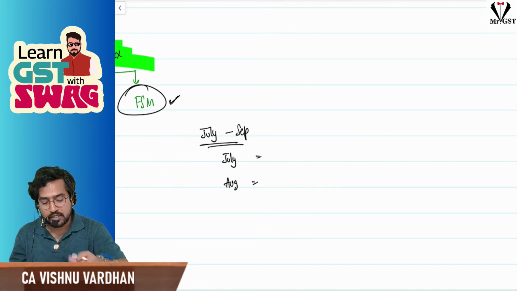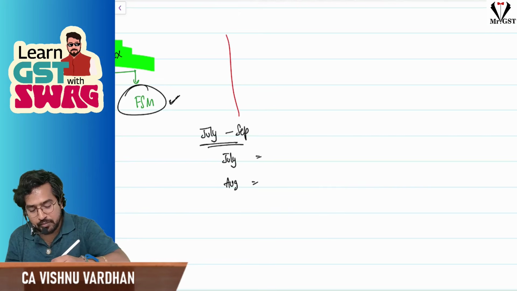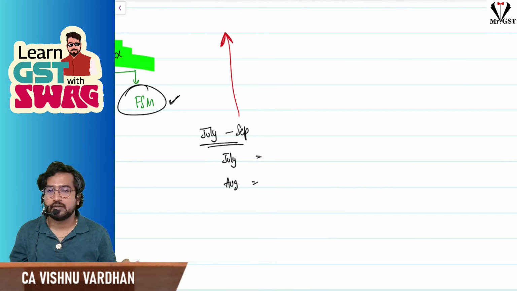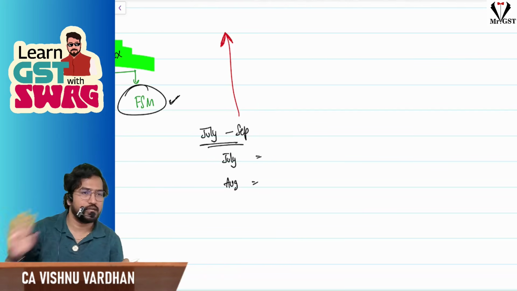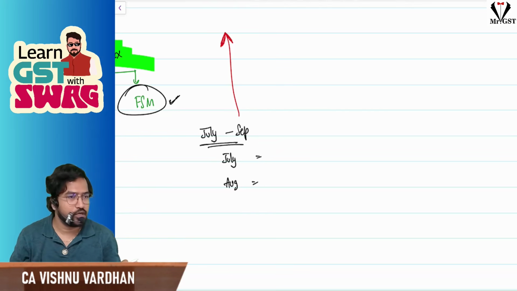How will the system tell? The system will check your payment history. Before July to September, how have you been paying tax, monthly or quarterly? I mean, you are in the QRMP scheme, or the normal scheme. What is the possibility?